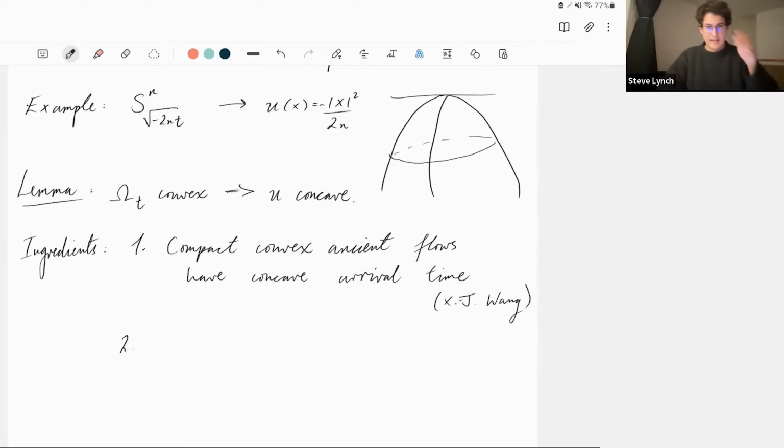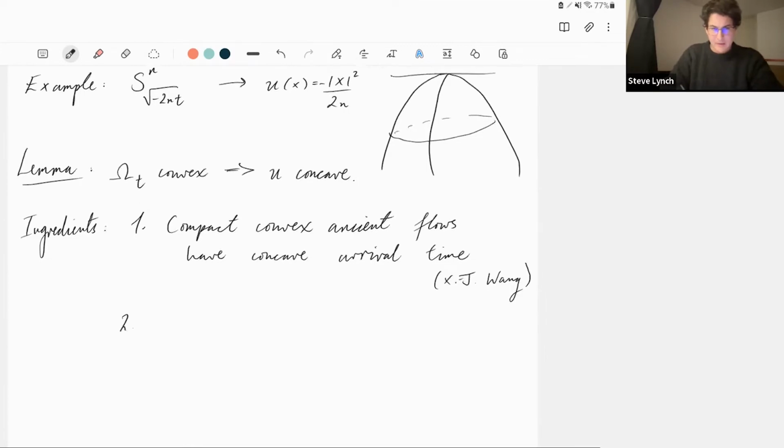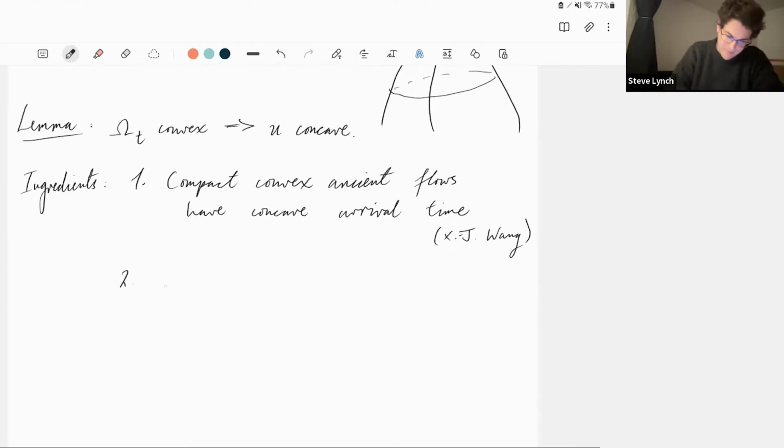The second ingredient you need is a statement due to Daskalopoulos and Saez, which says that if you have a convex hypersurface, then it actually has a unique evolution by mean curvature flow, which is kind of remarkable because they don't need a full curvature bound, right? Only a one-sided curvature bound in the form of the convexity assumption.